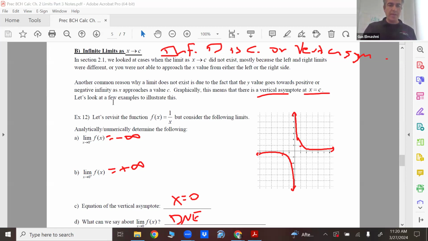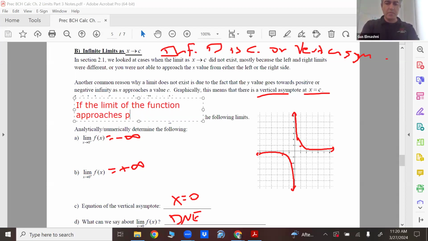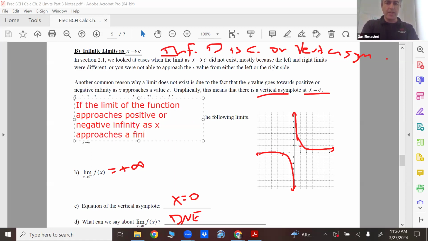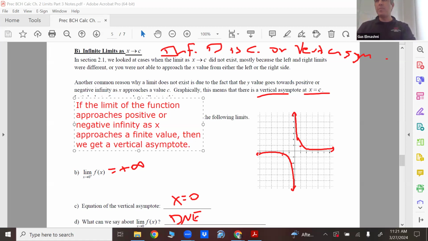So just to think about it, if the limit of the function is positive or negative infinity as x approaches a finite value, then we get a vertical asymptote. That is at its core what a vertical asymptote is. A lot of students just think, oh, it's just what makes the bottom zero of the rational function. True, but it could be a hole.